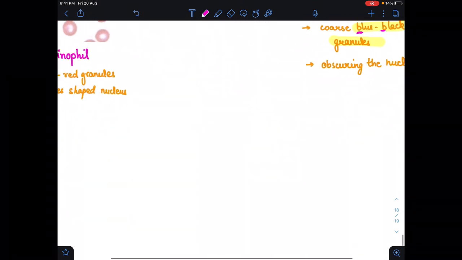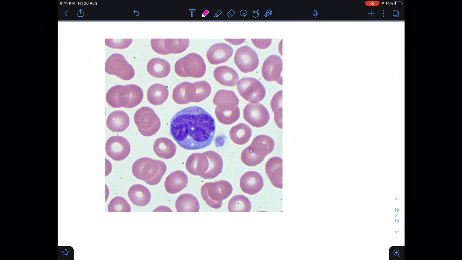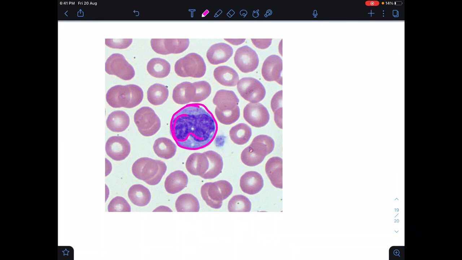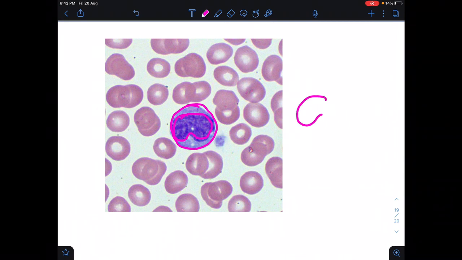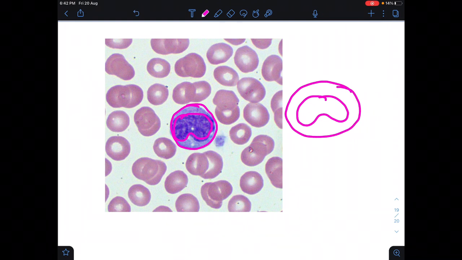Now let's move to the next image. Here, as you see, the nucleus is in this shape, a reniform nucleus, or you can say a kidney or bean-shaped nucleus is seen here.